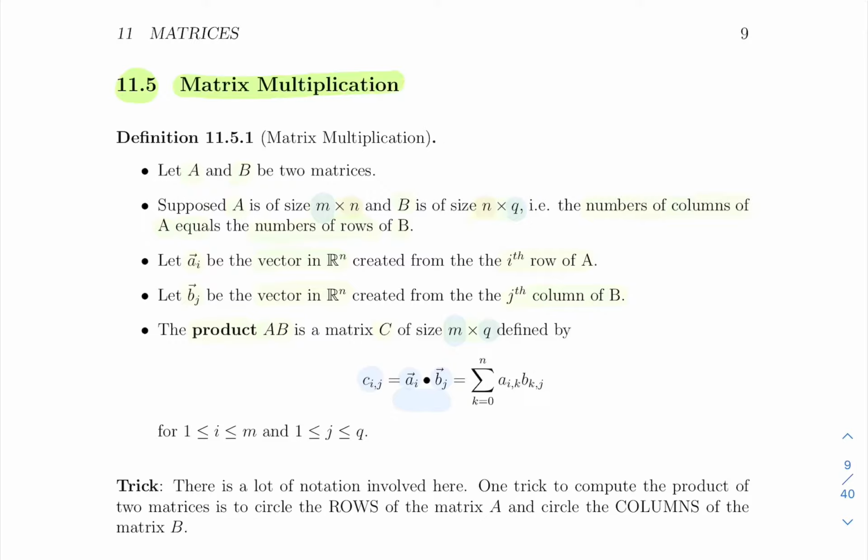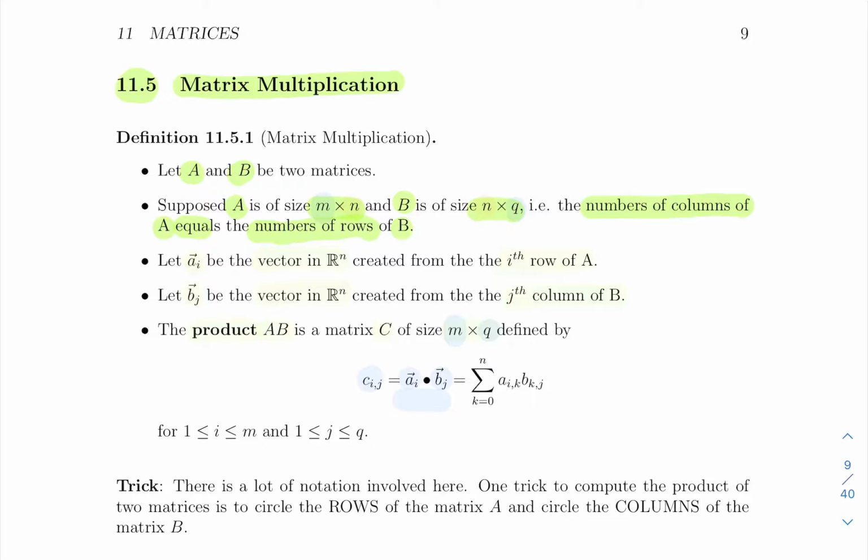Multiplication. So here we start with two matrices, and this is slightly strange, but it's very important, that the first matrix is m by n, and then the second matrix is n by q. So the number of columns of the first matrix A needs to be equal to the number of rows of the second matrix.